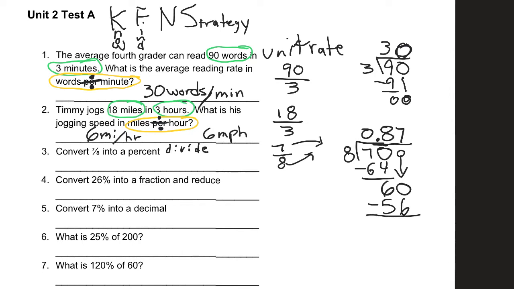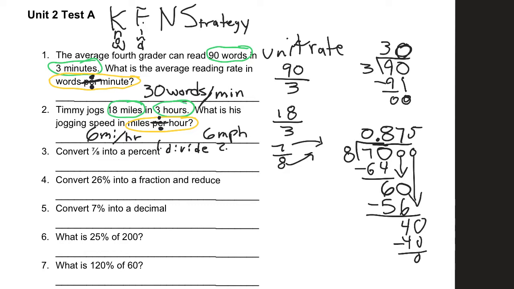Okay, well, when I subtract, I get 40. Or 4, I'm sorry, 4. I got ahead of myself. I'm going to drop the 0 to do 40. 8 goes into 40 5 times. It equals 40. So I've got 0.875. All right, so step 1 was divide.